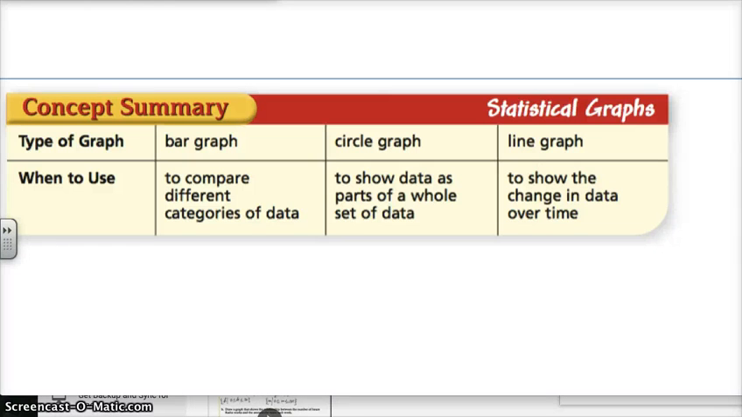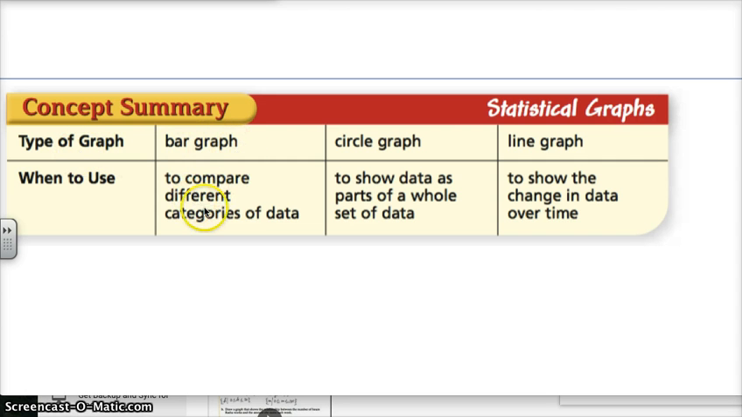So here we are at the end of our chapter, but at the very, very end, because we're in the last video of the last section of Algebra 1, Chapter 1. So here's our concept summary so far. We were talking about graphs and statistical information and types of graph.